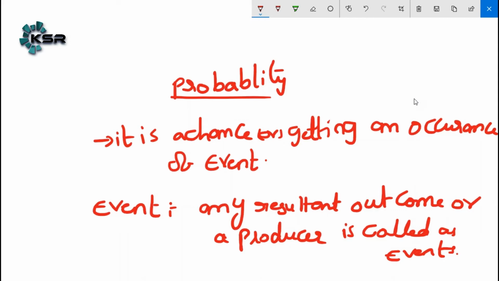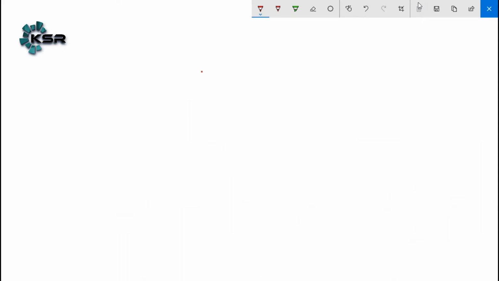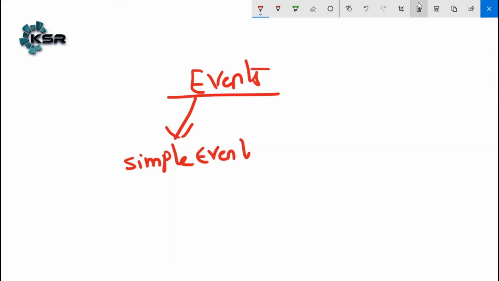First, we are discussing probability. The definition of probability is a chance of getting an occurrence of an event. What do you mean by event? Any resultant outcome or a procedure is called an event. Again, events have been classified into two different types. One is simple events, the other one is rare events. What do you mean by simple events and what do you mean by rare events?